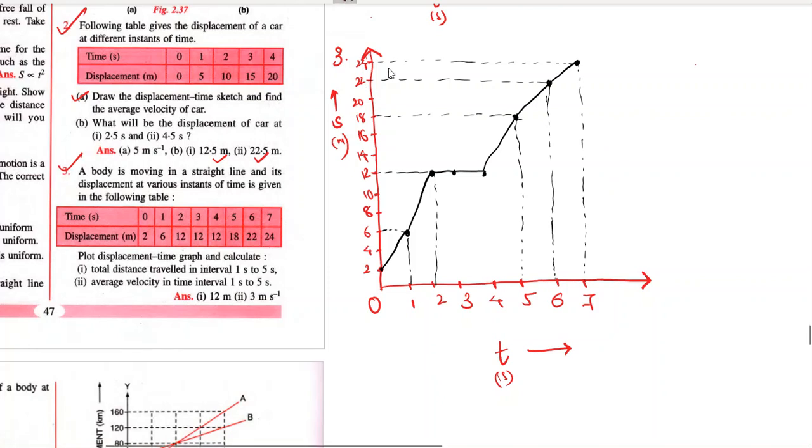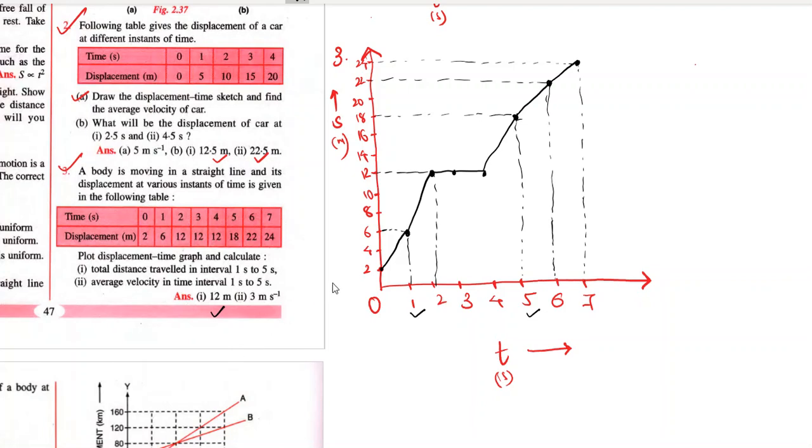Okay, now let's understand what is the information given to us. Plot the displacement time graph and calculate the total distance traveled in the interval of 1 to 5 seconds. From 1 to 5 seconds, not from 0 to 5, so that's one thing to note. At 1 second, the displacement of the body was 6 meter, and at 5 seconds, the displacement of the body was 18. So what is 18 minus 6? 18 minus 6 is 12 meter.